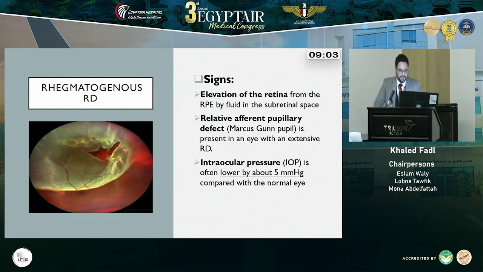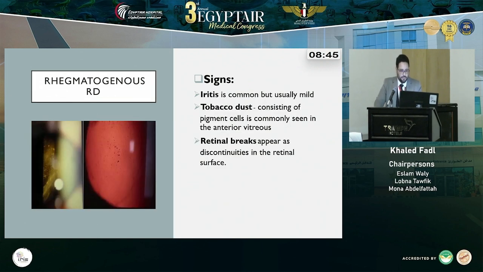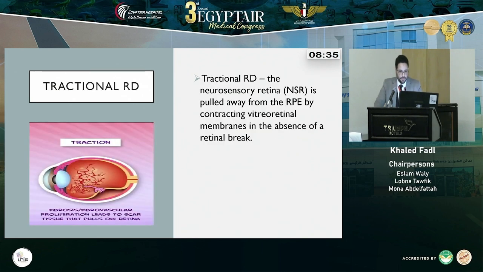In the signs, we have elevation of the retina from the RPE by the fluid in the subretinal space, and a relative afferent pupillary defect, which is present in extensive RD. The intraocular pressure tends to be lower by about 5 millimeters of mercury compared to the other eye. There might be iritis as well, and tobacco dust, which consists of pigment cells and is commonly seen in the anterior vitreous. Retinal breaks appear as discontinuities in the retinal surface.